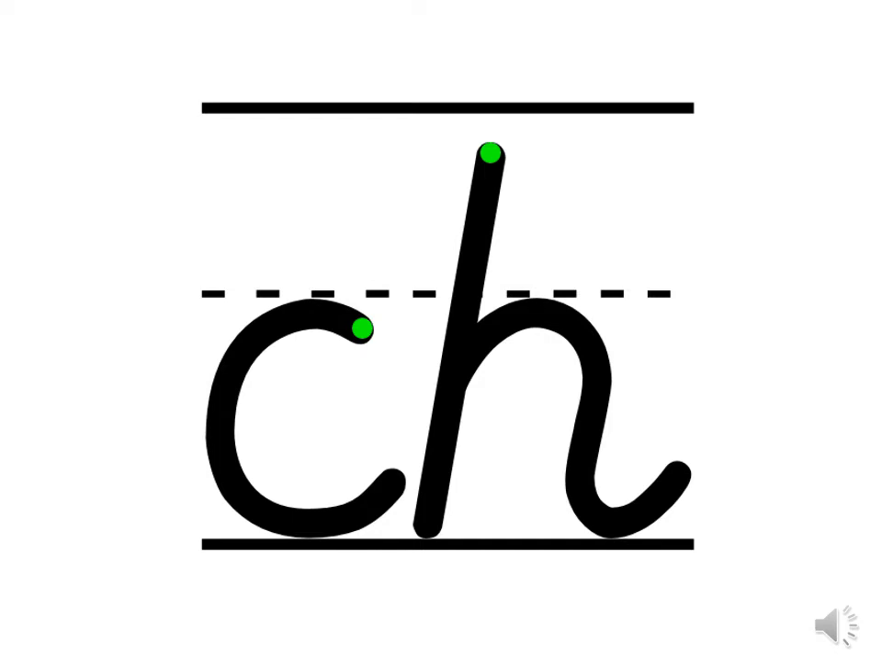Let's practice the C first. We're going to do our curly caterpillar C. Ready? Around to the left and down. And then take your pencil off the page and put it at the top of the line. Ready for the H. Remember, you must go down to the bottom of the line. All the way down. Keep your pencil on the page. Up, over, down and flip.